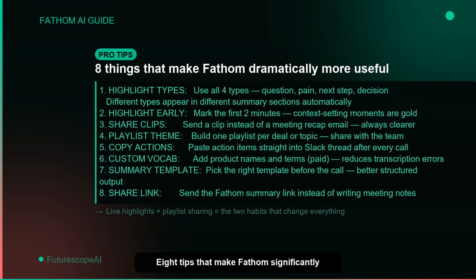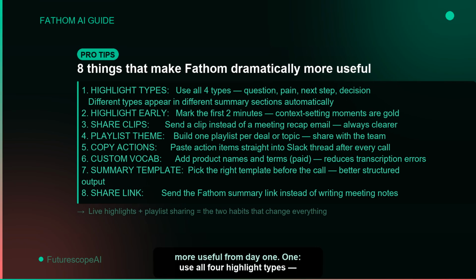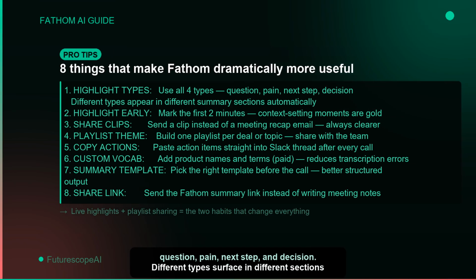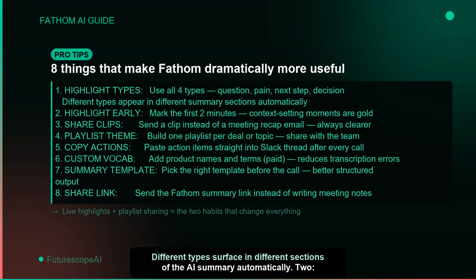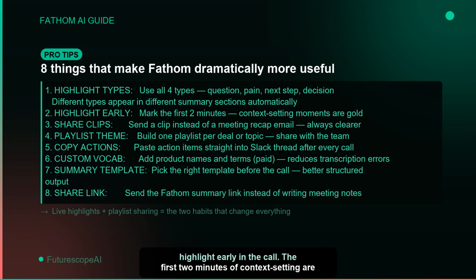8 tips that make Fathom significantly more useful from day one. 1. Use all 4 highlight types: question, pain, next step, and decision. Different types surface in different sections of the AI summary automatically. 2. Highlight early in the call. The first 2 minutes of context setting are often the most valuable moments to clip.